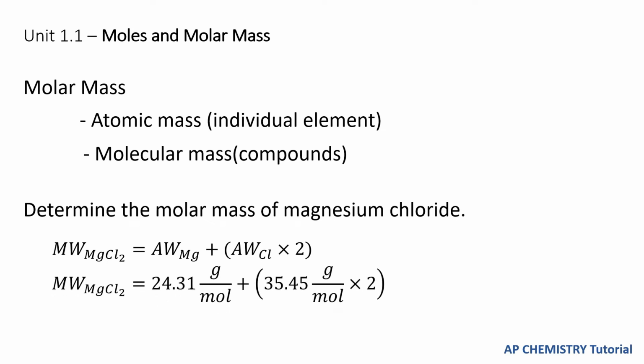So the atomic mass for magnesium is 24.31 grams per mole. That is the unit of our atomic mass, and this will also be the unit for our molecular mass, and then added by 35.45 grams per mole, which is the atomic mass or atomic weight of chlorine, times 2. So adding this, the molecular weight or the molar mass for magnesium chloride is equal to 95.21 grams per mole.